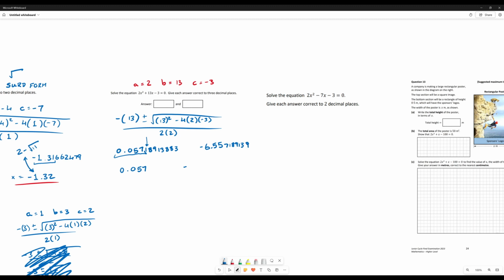Whoops, that's a 9. But the 3 decimal places means I need to go again between the 7 and the 1. And then we need to look at the number afterwards, which is a 1. So it's going to be minus 6.557, because the 1 is not 5 or higher, so I don't need to round up.